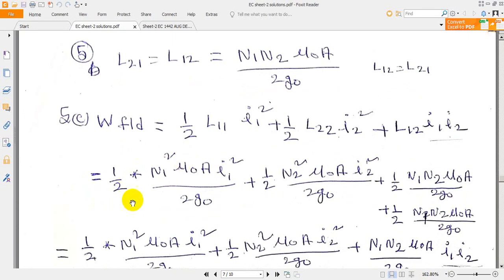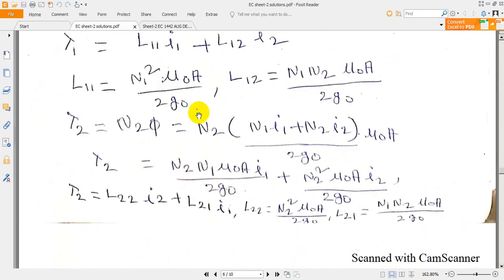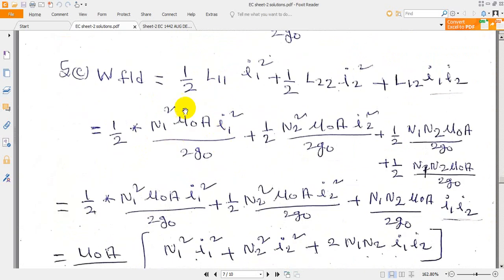Now what we need, just to substitute the value of L11 that we have evaluated, L22 and also L12. L11 value is N1 square mu naught A by 2G naught, N2 square mu naught A by 2G naught. Self inductance of coil 2 we have evaluated it here, and L11 here. These values we are substituting it here, L11, L22 and L12.